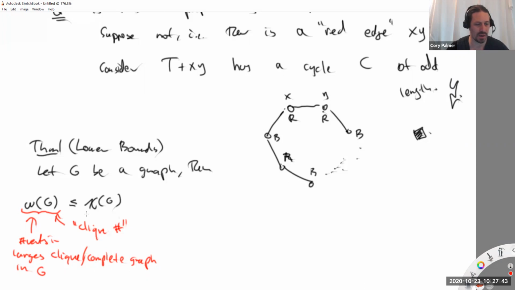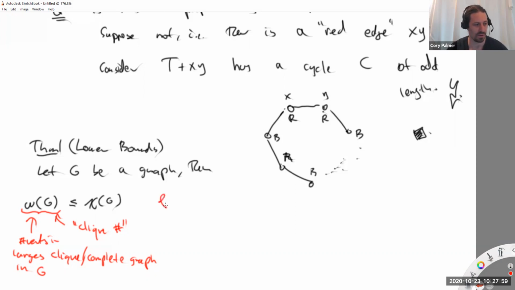Okay, so this lower bound is immediate. We actually already discussed it before. If I have a clique of size clique number, then I need at least one color for each of the vertices of it. So my chromatic number is not lower. It might be much higher. Actually, we'll find out it can be way higher, but it's definitely not smaller.